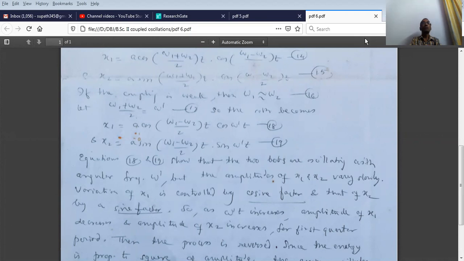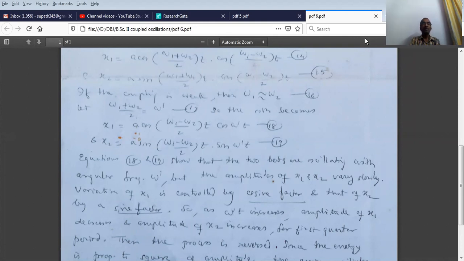Similarly, x2 equal to a sin (omega 1 plus omega 2 divided by 2) into t multiplied by cos (omega 1 minus omega 2 divided by 2) into t. This is equation number 15.